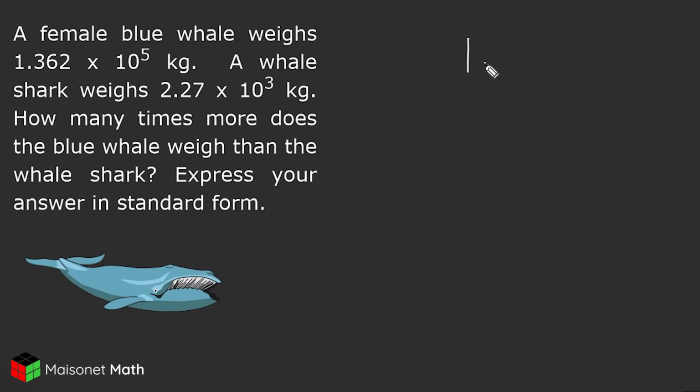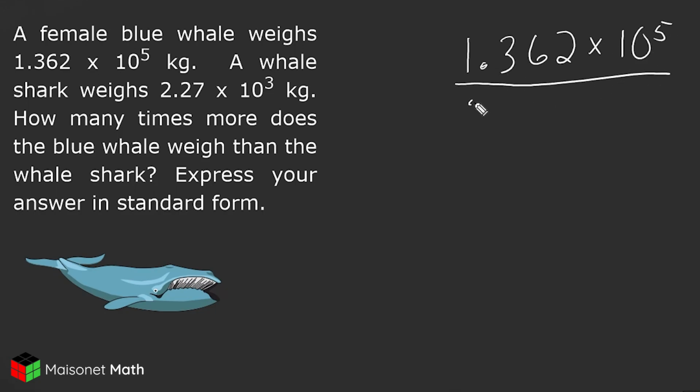So what we're going to do is write 1.362 times 10 to the fifth, and we're going to divide it by 2.27 times 10 to the third. All right, so we have a couple of options here. We can start by just dividing these coefficients together, and we can use our exponent rules and subtract our exponents. Whenever you are dividing exponents with the same base, you just simply subtract the exponents.